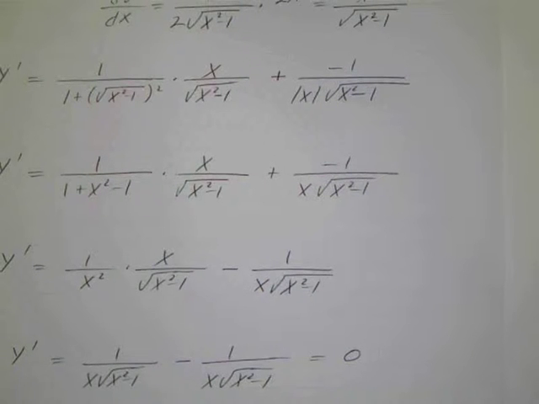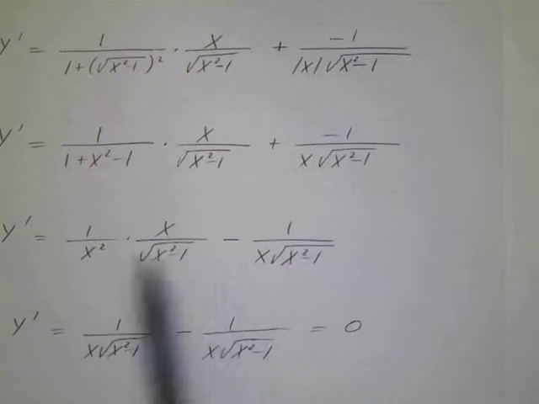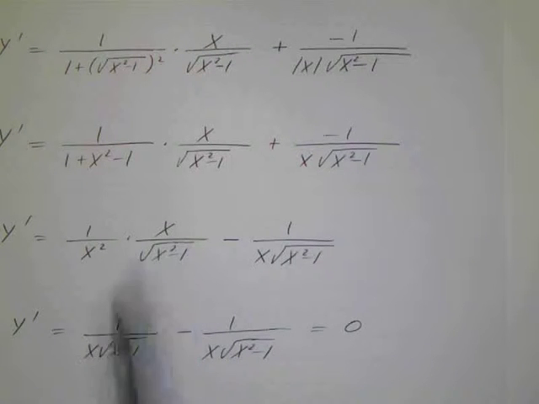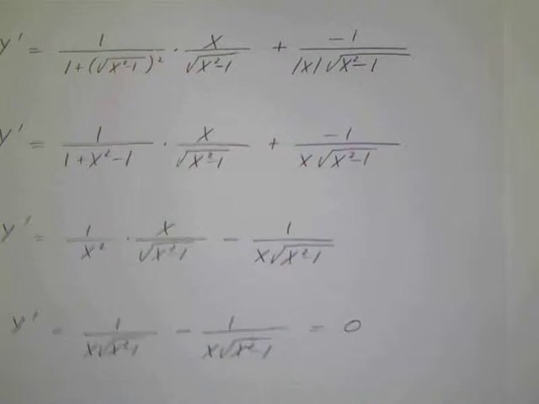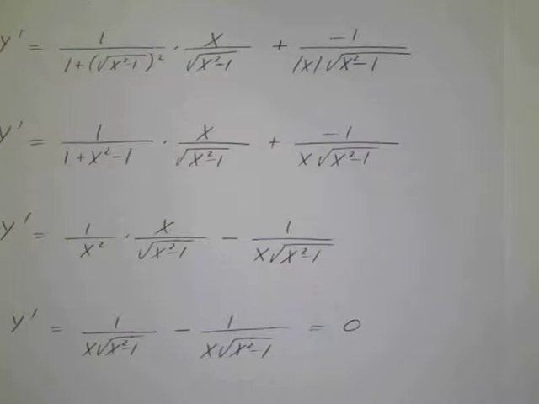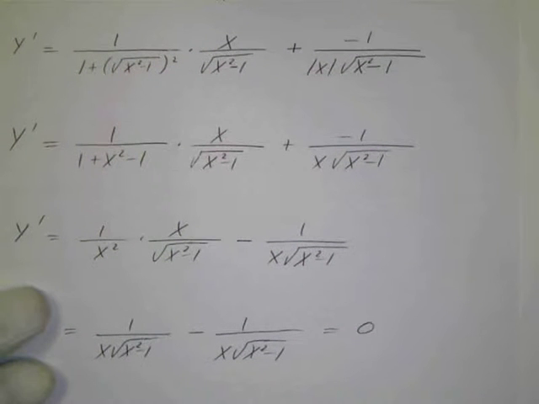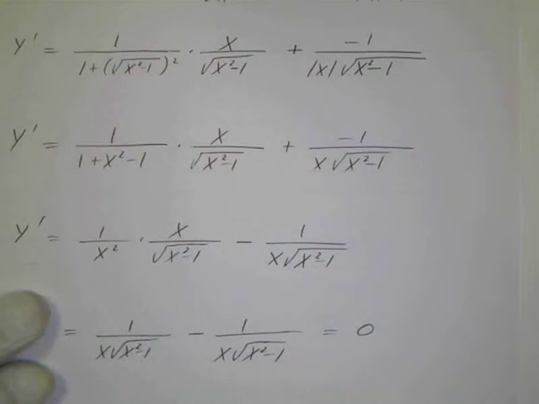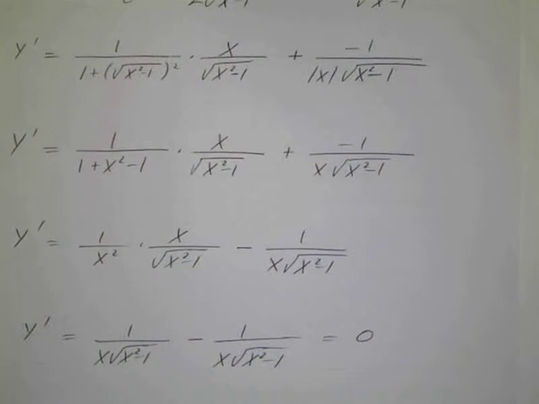So this is what we've got. And what happens over here, if we look at this, becomes exactly 1 over x times the square root of x squared minus 1, and this is just 1 over x times the square root of x squared minus 1, so they're the same thing, so they cancel out, so it becomes 0. And that's all you had to do. Okay, so again, a whole lot of algebra after we use the formulas. And don't forget your chain rule.